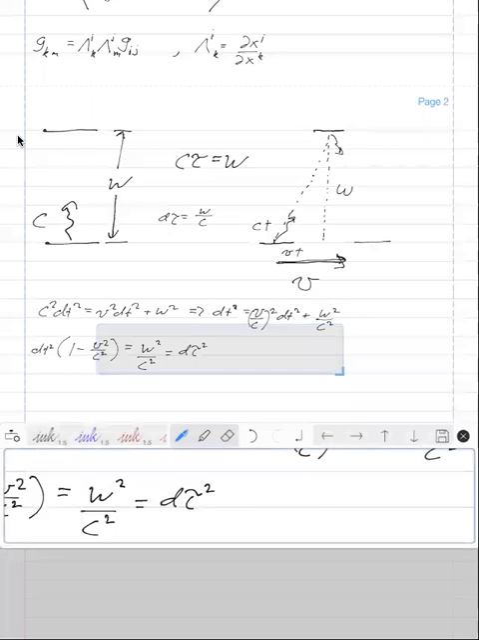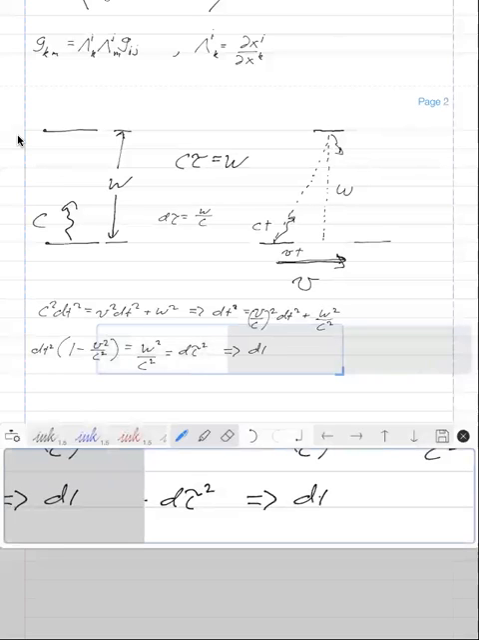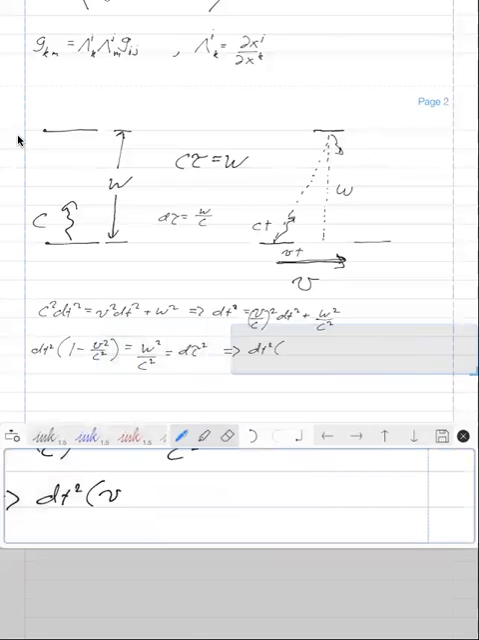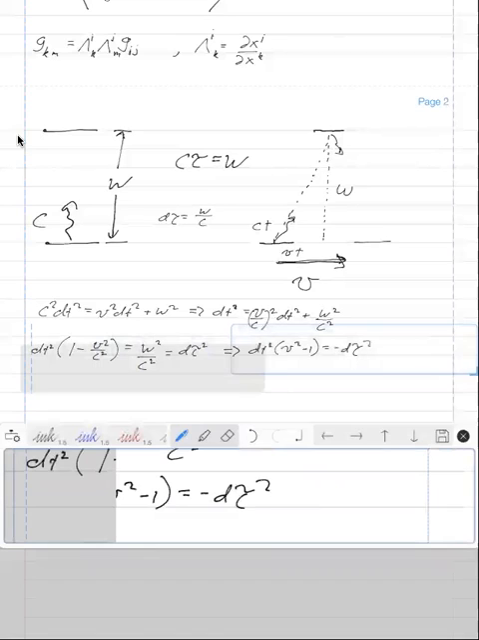All right, I'm just going to multiply both sides by a minus sign. It will become clear why I'm doing that in a moment. It's just to preserve some sign conventions. We'll talk more about that in a second. So first of all, we have dt squared times (v squared minus 1) equals minus d tau squared.